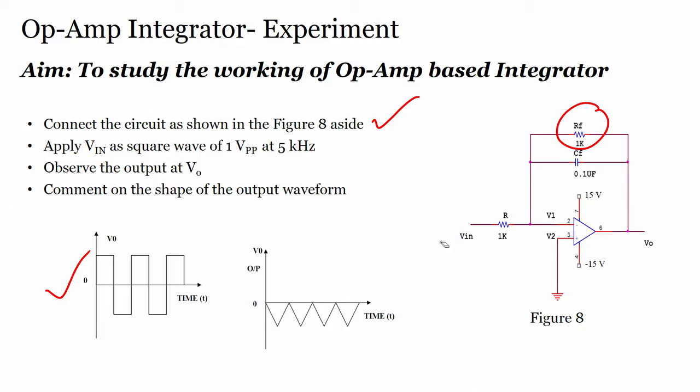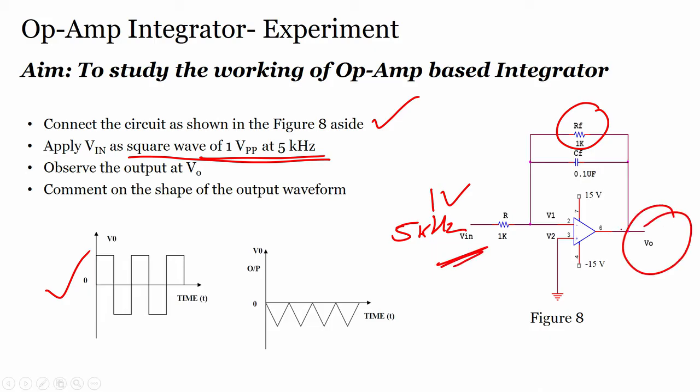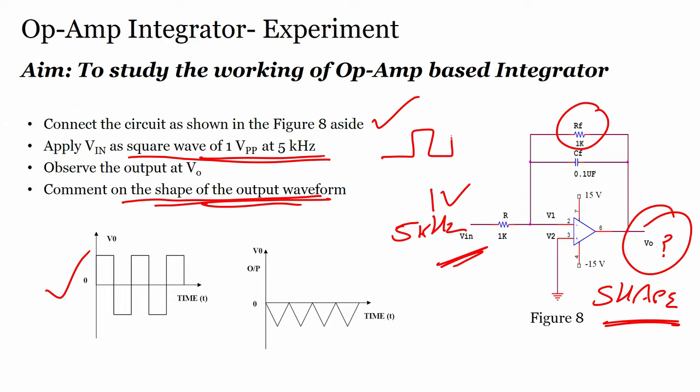So, what is the point? We apply a square wave, 1 volt, 5 kilohertz, at the input. We have to observe the output voltage and comment on the shape of the output waveform. That means, first, what is VO and second, what is the shape of the output. That means, if I apply a square wave, what will be my output signal. This particular experiment we have to perform.